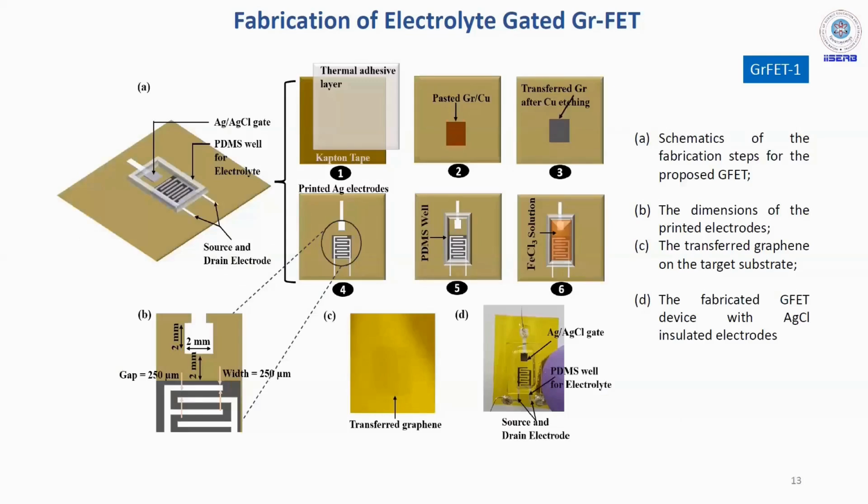So this is the fabrication process. You have transferred graphene on a polyimide substrate. You printed the source and drain, and then you created a well for the electrolyte, and then you have a gate electrode present, which we treated with chloride to form Ag/AgCl, so that we can reduce the gate current, and ultimately you get a device like this.